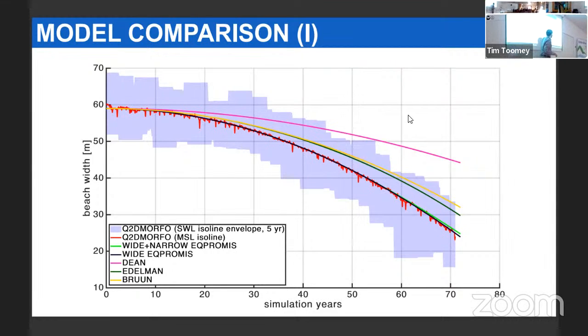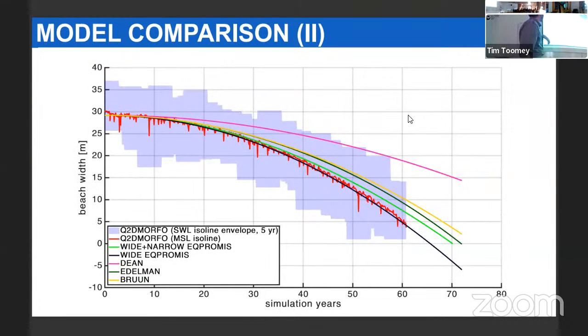So then we have Brun and Edelman. Edelman is just a higher correction of what Brun did. And in this case, they are also not considering the emergent part of the active profile, but since they use extreme wave conditions instead of average ones, they provide a greater evolution than what Dean says it will be. And then our model follows the Quasi-Morpho results quite well.